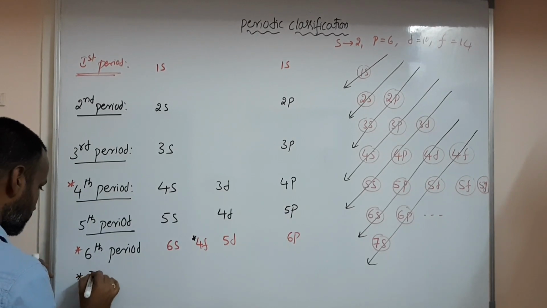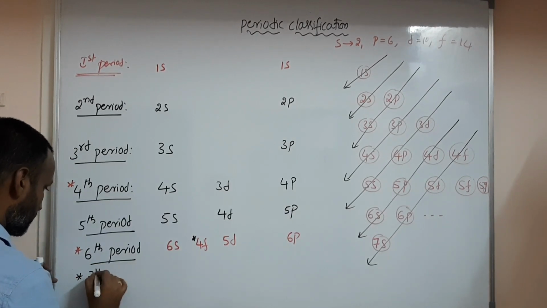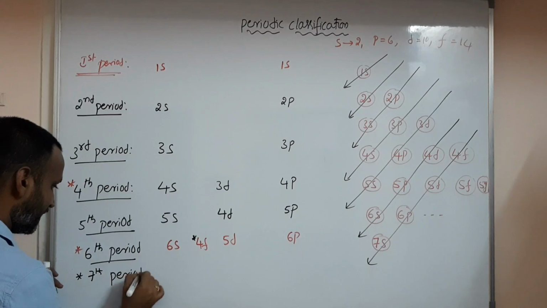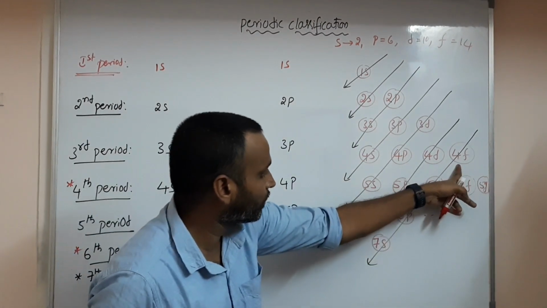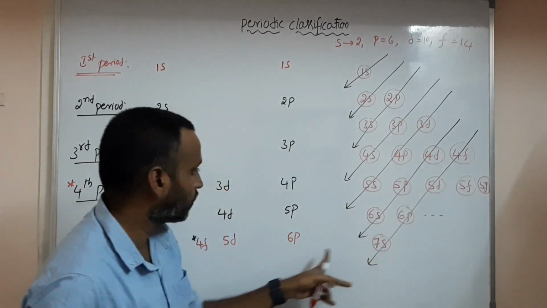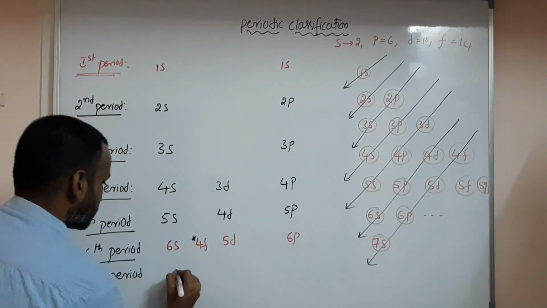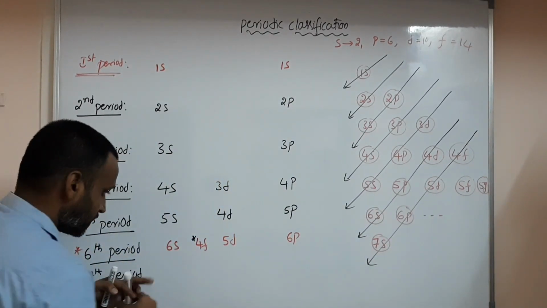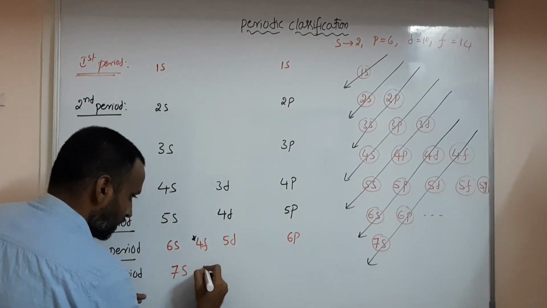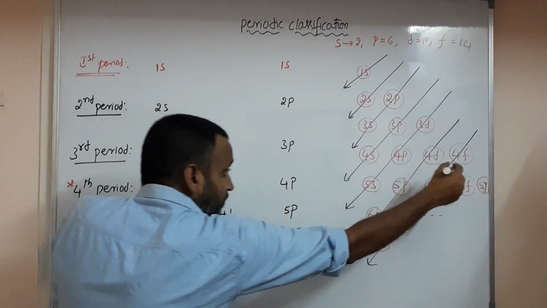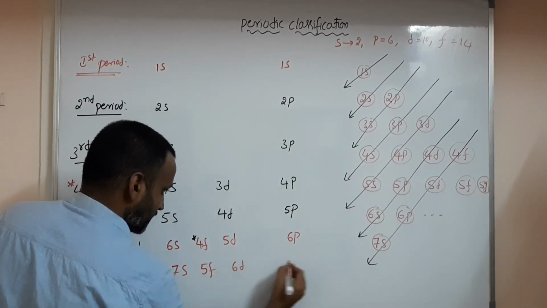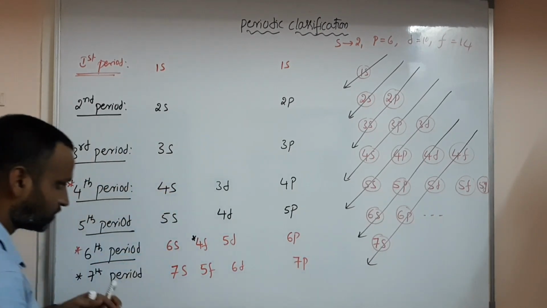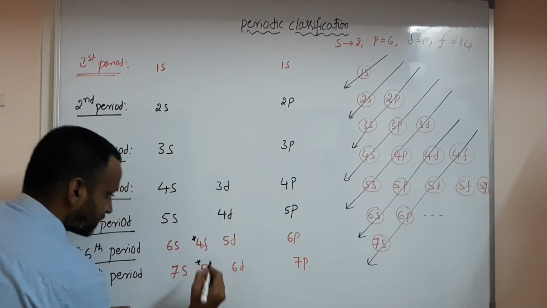Next, come to the seventh. The seventh period is identical to the sixth. You can check 6S, 4F, 5D, 6P, over. Next, 7S will come here. So 7S, and after 7S, 5F will come. 5F, 6D and 7P, like this. So here also you are having like this.